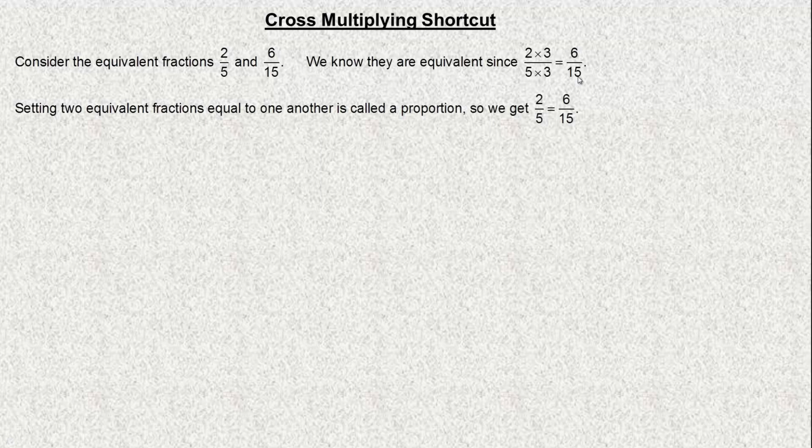In this tutorial, we're going to take a look at a shortcut for cross multiplying, which is a strategy for solving a proportion. So let's first of all talk about what a proportion is. If you have two equivalent fractions like 2/5 and 6/15, they are called equivalent fractions because if we take the 2/5 and I multiply by 3 here, it could be any other number, just has to be the same number top and bottom. So I multiply by 3, 2 times 3 is 6, 5 times 3 is 15. So that's why 2/5 and 6/15 are called equivalent fractions. So if you set two equivalent fractions equal to one another, like 2/5 equals 6/15, that's called a proportion.